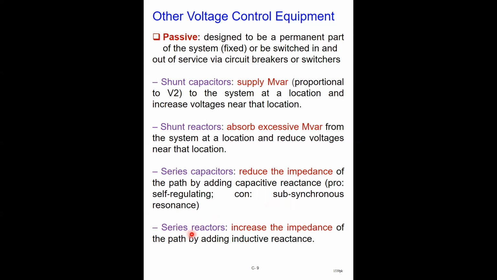Then another one is the series reactor. Again, the same way. Here you can increase the overall inductive reactance in the system. But we have the use of series reactor in the system.